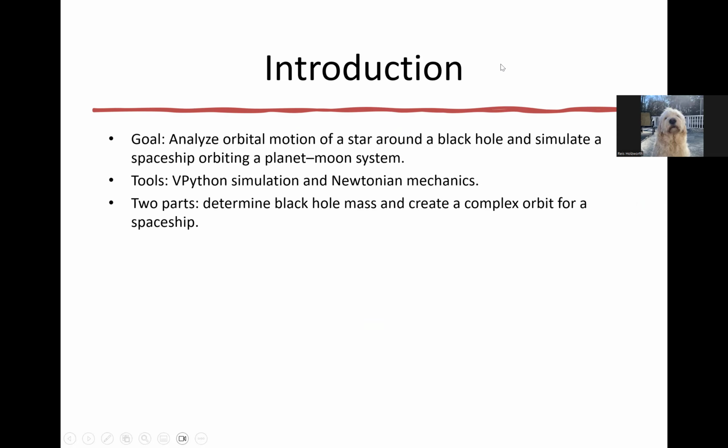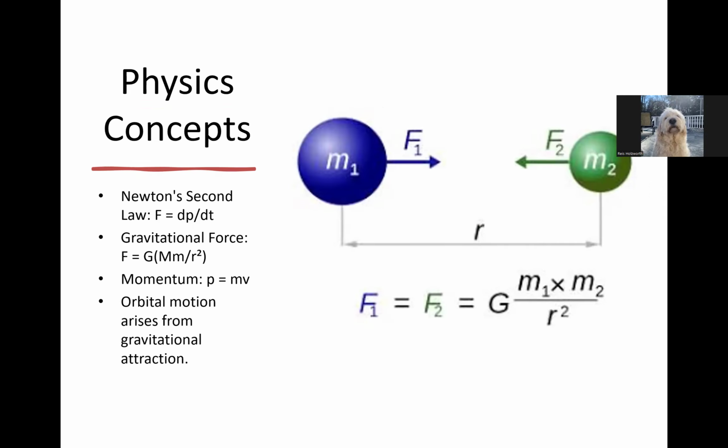Introduction. The goal for this lab was to analyze the orbital motion of a star around a black hole, and additionally, as part two, simulate a spaceship orbiting a planet-moon system. The tools we used for this were VPython simulation and Newtonian mechanics. There are two parts to this: one was determining the black hole mass, and the other was creating a complex orbit for the spaceship.